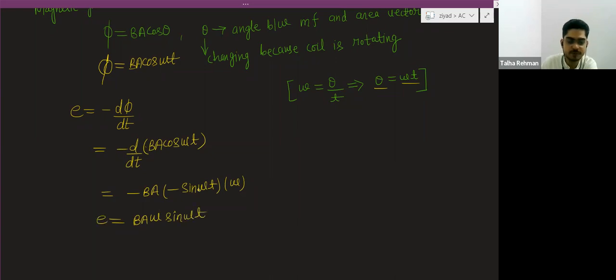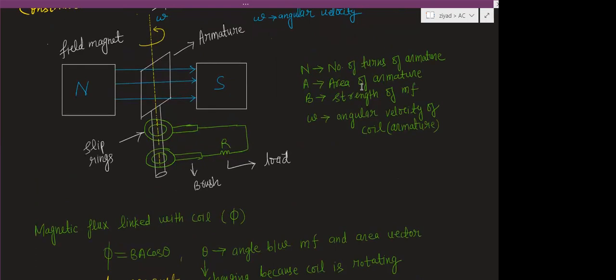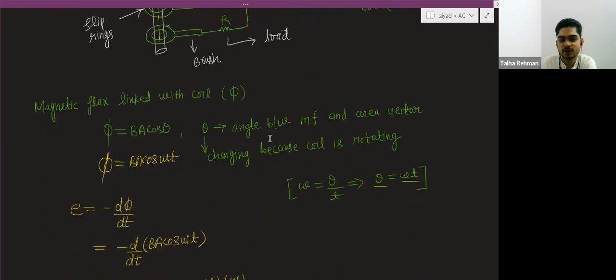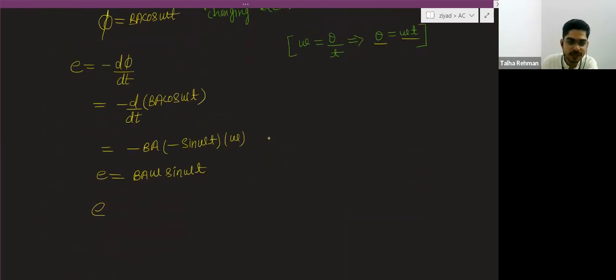So the EMF induced in this coil is given by BA omega sin omega t, where N is the number of turns in the coil. So now the total EMF induced by the coil.